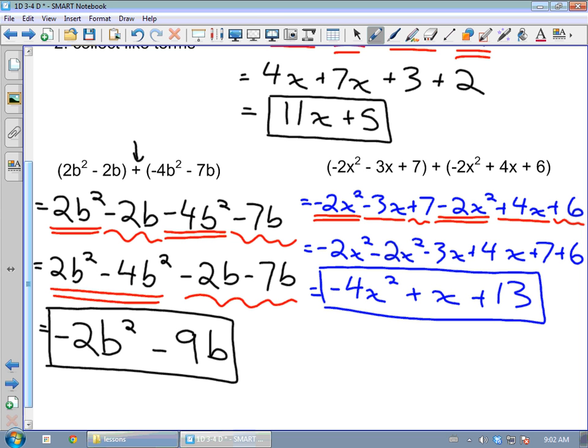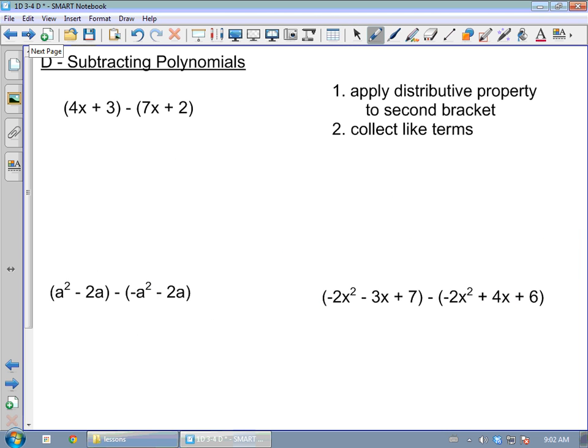So, subtracting polynomials. Let's take a look at this. It's very, very similar to adding polynomials. There's just one little catch here. Okay. Let's go back to the first two polynomials that we were working with.